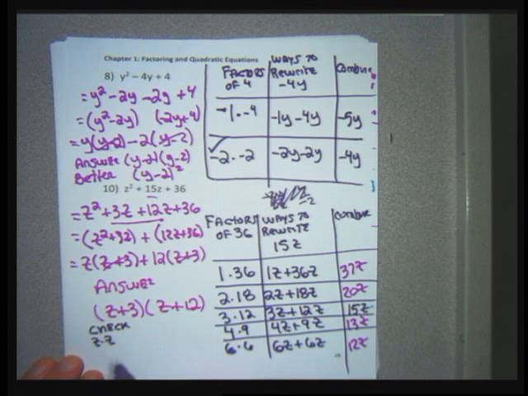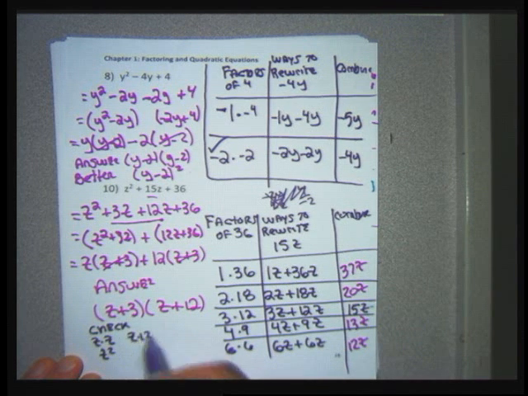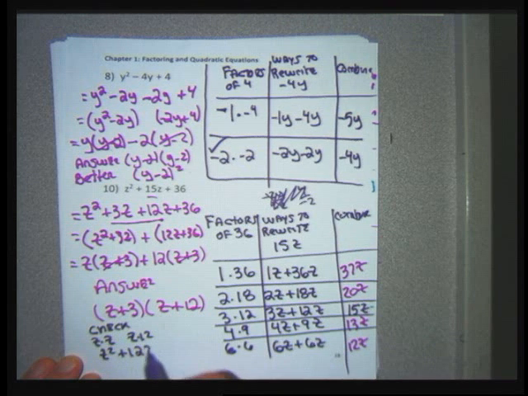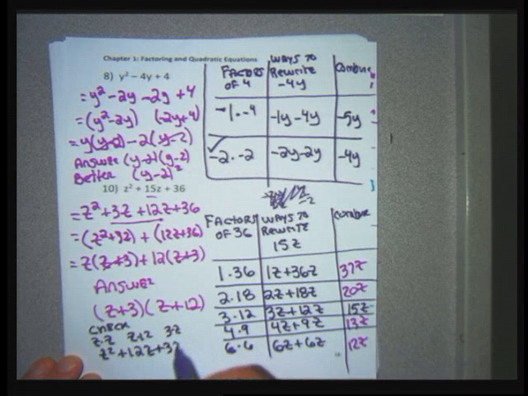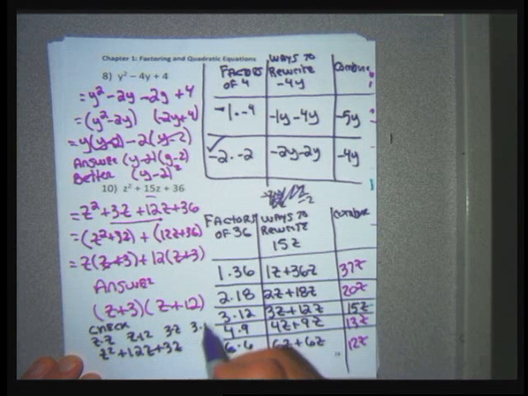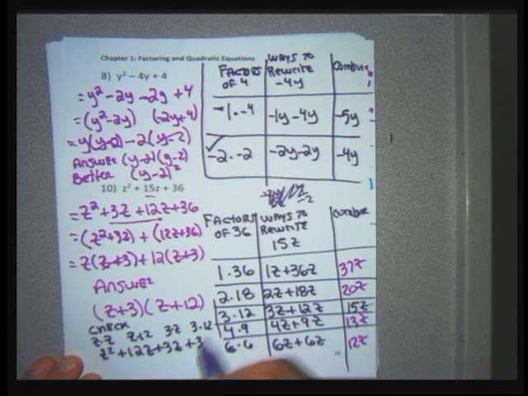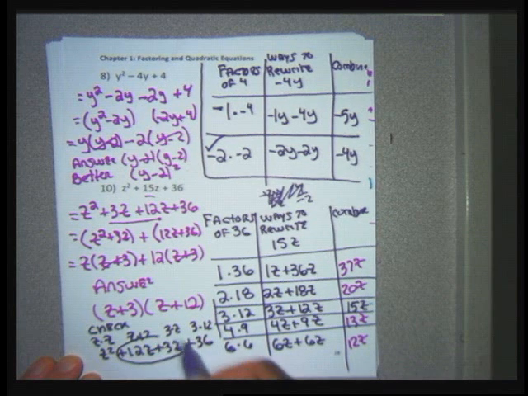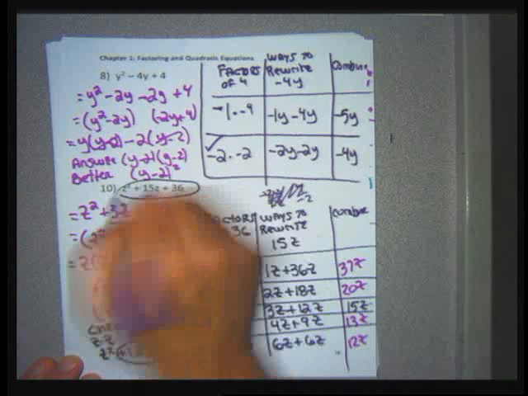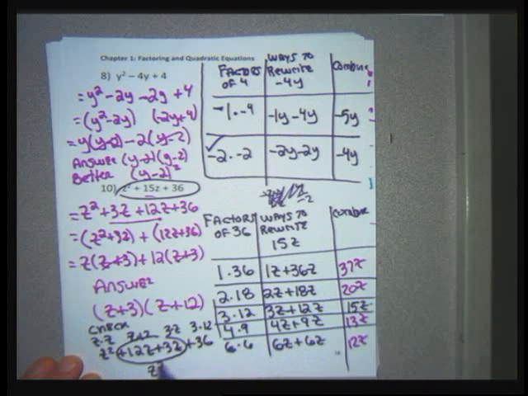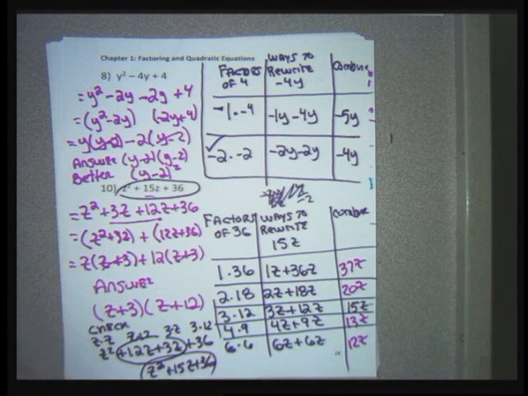So I'm going to check by doing firsts, which are z squared, outers are z times 12, which is a plus 12z, inners are 3 times z, which is a plus 3z, and the lasts are 3 times 12, which is a plus 36. The outers and the inners are going to give me that 15z that they need to give me. So when I check this, and again it's completely optional, you should be able to take your answer and FOIL it, and for an answer to be correct it has to equal exactly the original problem, which this does.